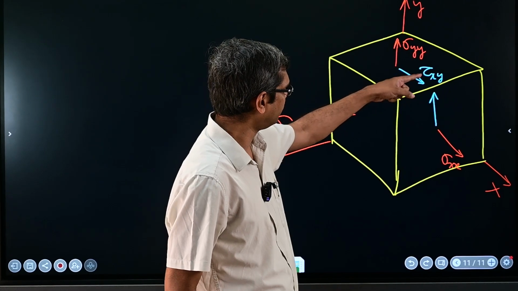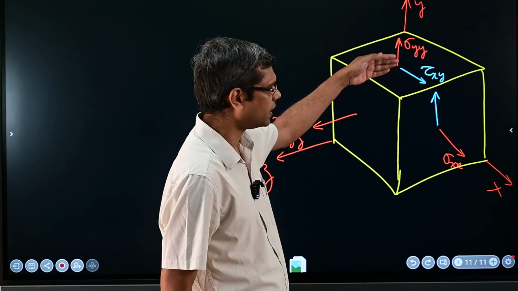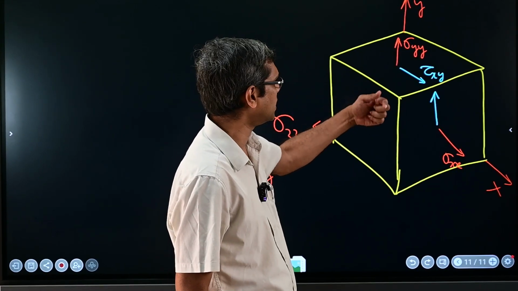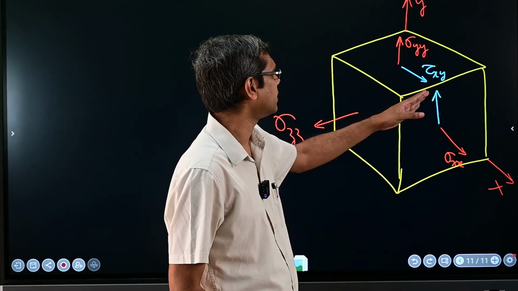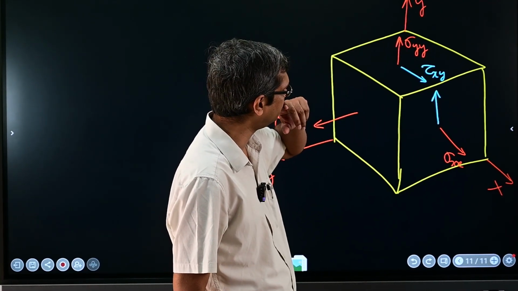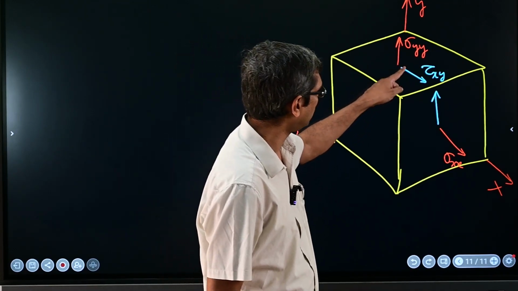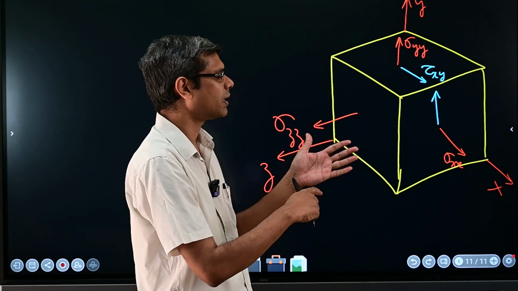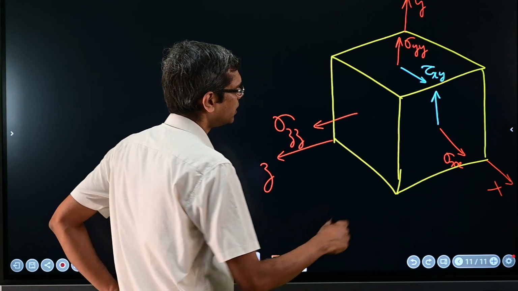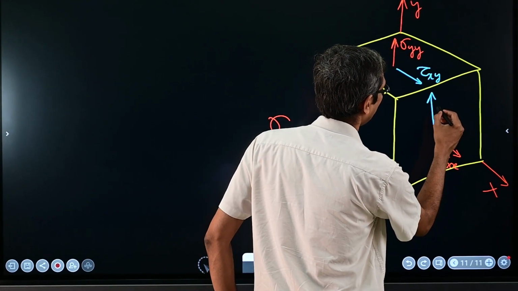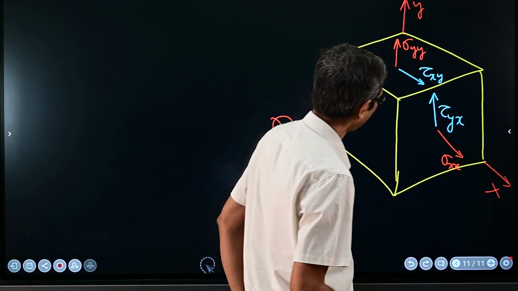Now the first subscript is telling you that the area which you are considering has a normal in the x direction, and the resolved component of the force was in the y direction. So that gives you this, and similarly this will also be tau yx.